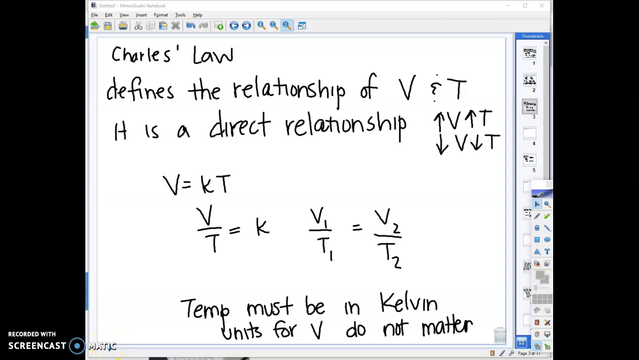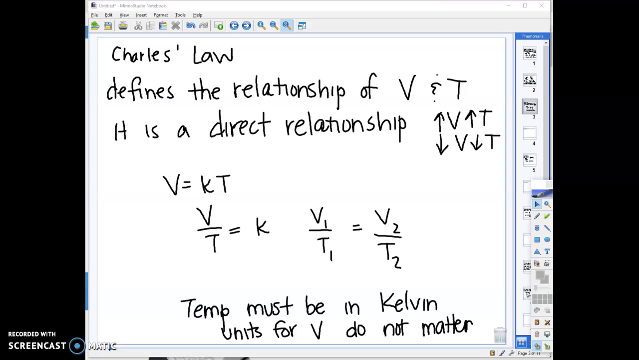In this second half of the lecture on gas laws, we'll start with Charles's law, which defines the relationship of volume and temperature. It is a direct relationship, just like we saw with pressure and temperature. So if temperature increases, volume increases. If temperature decreases, then volume will decrease. So our formula is very similar. V1 over T1 equals V2 over T2.